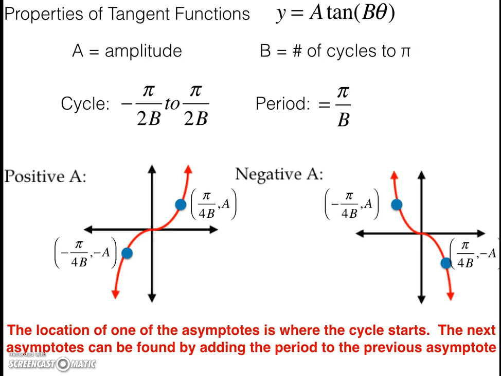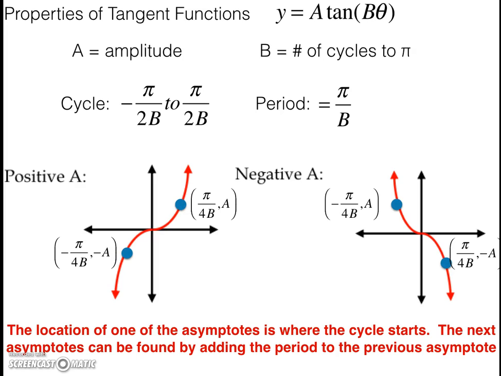If we have a positive a value, it's going to be an increasing function with coordinate points at negative pi over 4b, negative a, and pi over 4b, a. And then if the a value is negative, we're going to have a decreasing function.